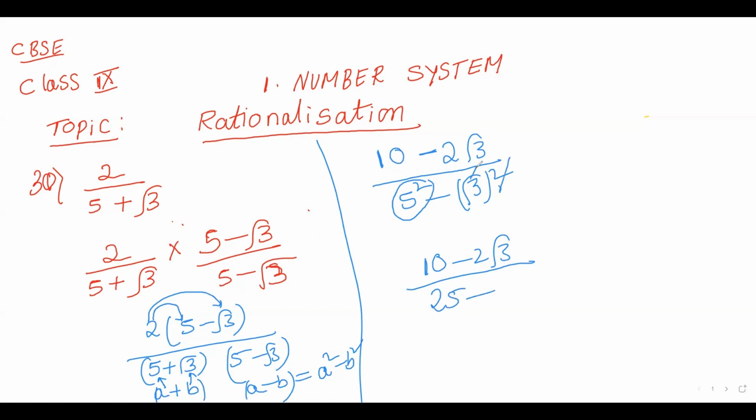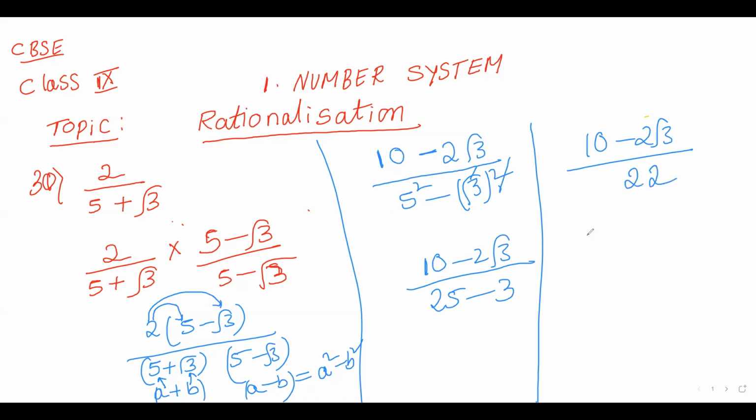Square and root will get cancelled. 3 will remain. Got it? So 10 minus 2 root 3 over 25 minus 3, which is 22. This is the answer. We can even take 2 as common in the numerator and cancel. No problem. Not needed.